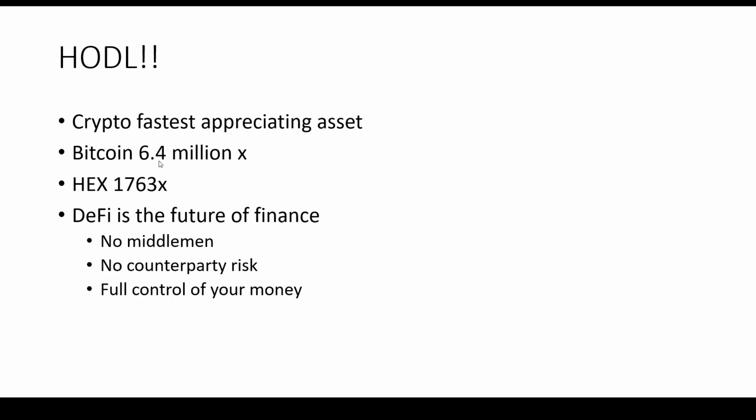So that is a 6.4 million X. In other words, if you had invested a single $1 back in 2009, when it was 1 penny, that dollar could have been worth $6.4 million just earlier this year. There's another crypto that I follow and invest in called Hex. Hex did so far at the high, from the low to the high, which is a little bit over a year and a half, a 1763x. So a dollar could have become $1,763.